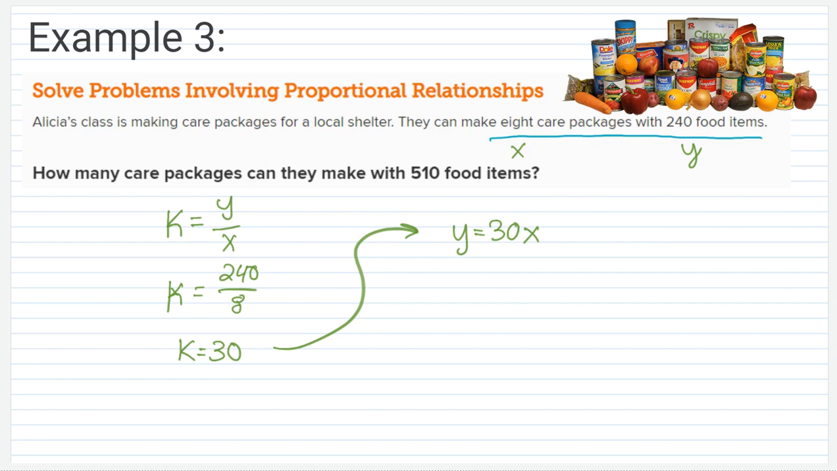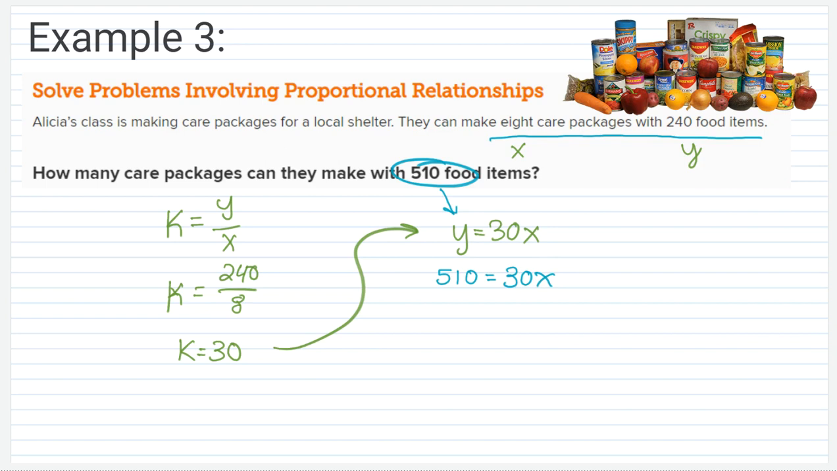And then I'm going to plug in what I know for this next section, right? How many care packages can they make with 510 food items? Well, I let food items be our y value. So that's actually going to replace y. So it's going to say 510 equals 30x. And then now, again, we just have a one-step equation that we need to solve.